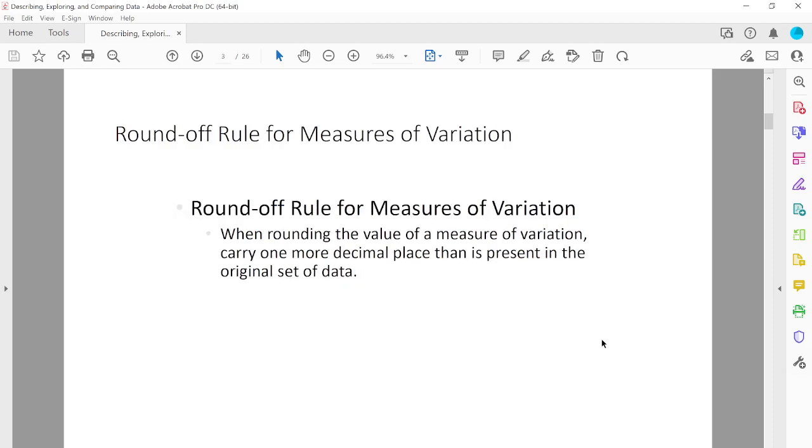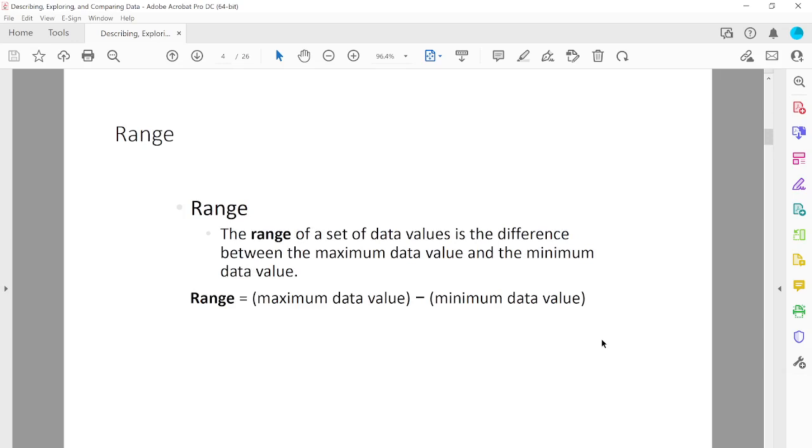When rounding a measure of variation, try to round it to one more decimal place than in the data we have been given. So that's the rounding technique.